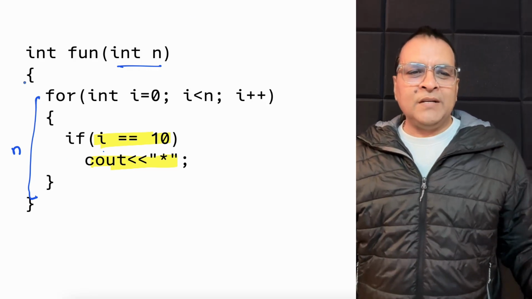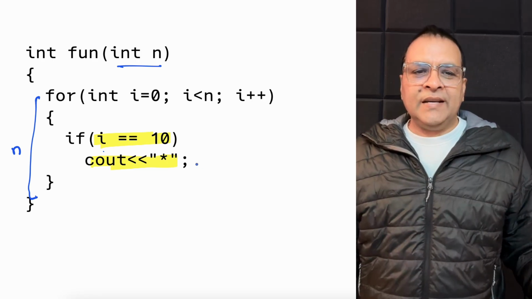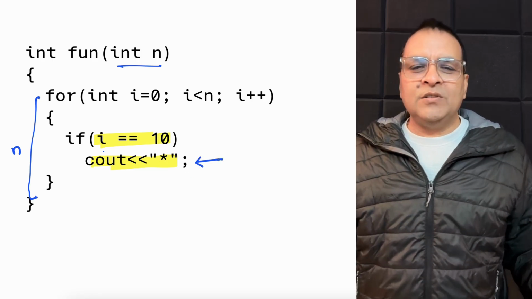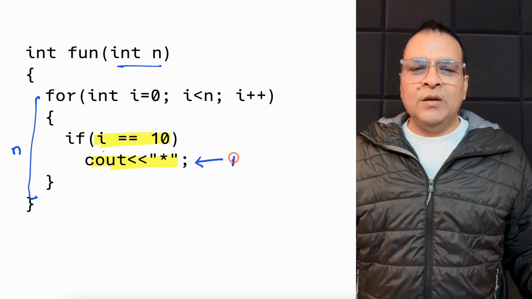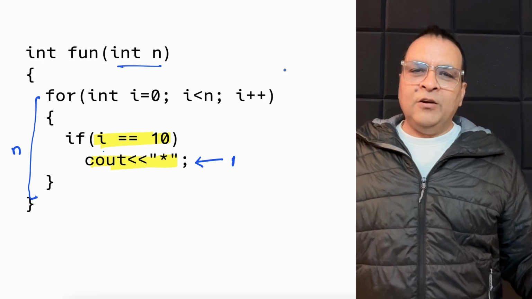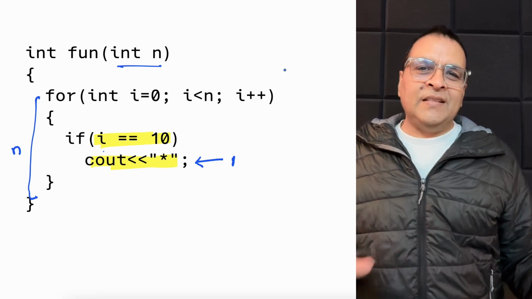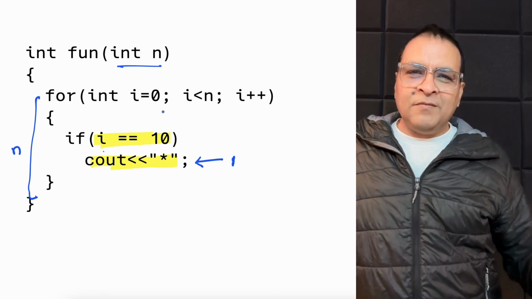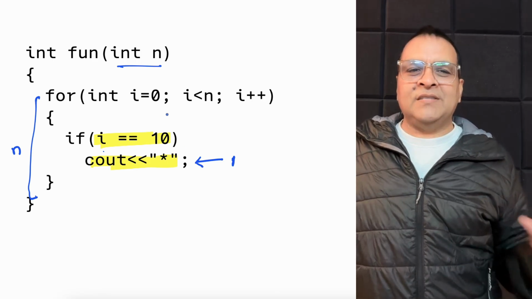So what should be the time complexity of this function? Clearly, in this case, you cannot find the time complexity from this cout statement, because this cout statement is getting executed only once, and that too when the value of n is greater than 10. If the value of n is less than 10, then the statement is not getting executed even once. So this is not the statement which is getting executed the maximum number of times inside the function.